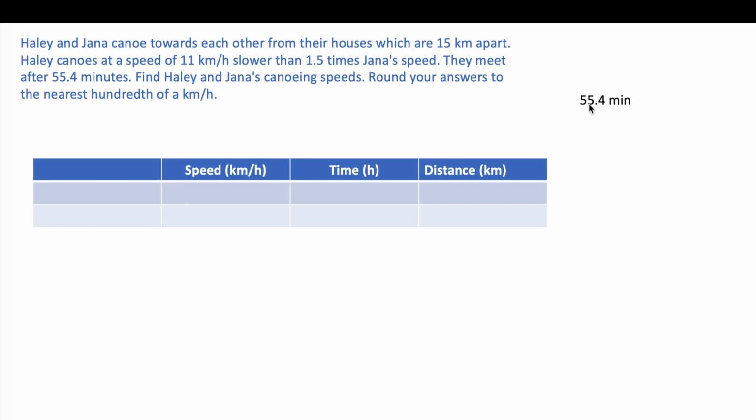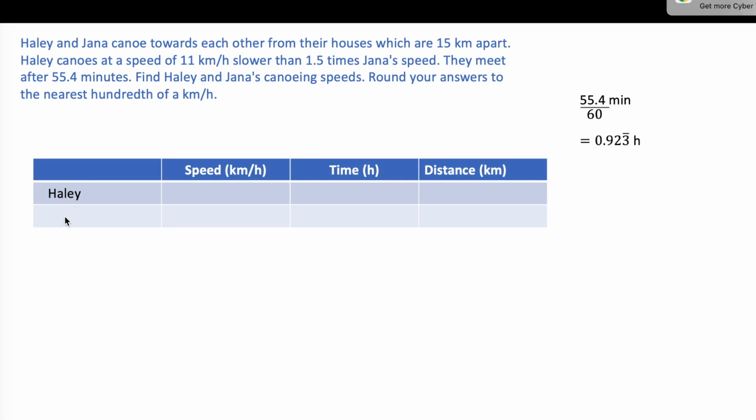Convert the 55.4 minutes into hours. We know there are 60 minutes in an hour, so if you had 60 minutes, divide by 60 to get 1 hour. If you had a half hour, we know a half hour is 30 minutes, which is 0.5 hours. 30 divided by 60 is 0.5. I'm just going to divide this by 60, and that gives me 0.923 repeating hours.